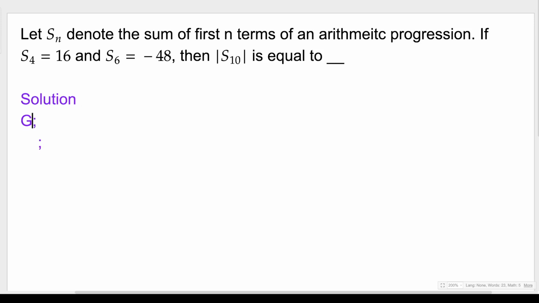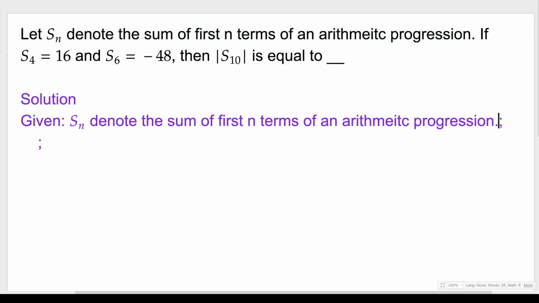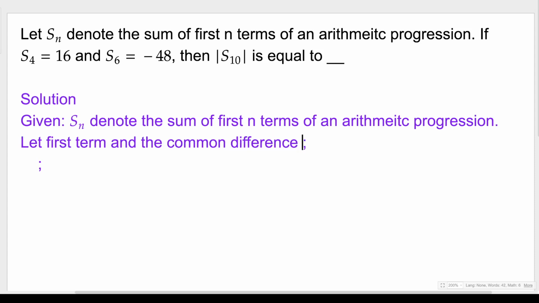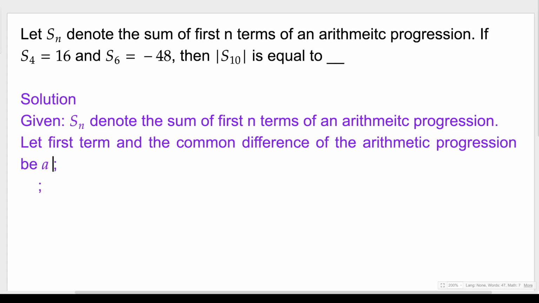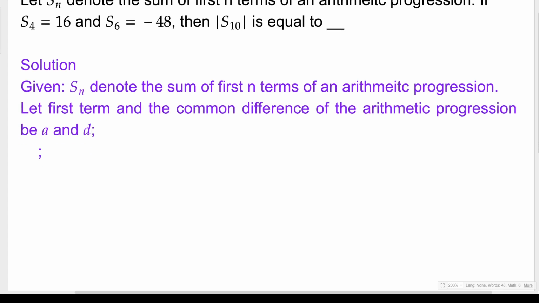Here it is given that S subscript n denotes the sum of the first n terms of an arithmetic progression. This is already given. Now we can make an assumption here: let the first term and the common difference of the arithmetic progression be a and d respectively. So the first term is assumed to be a and the common difference is assumed to be d.